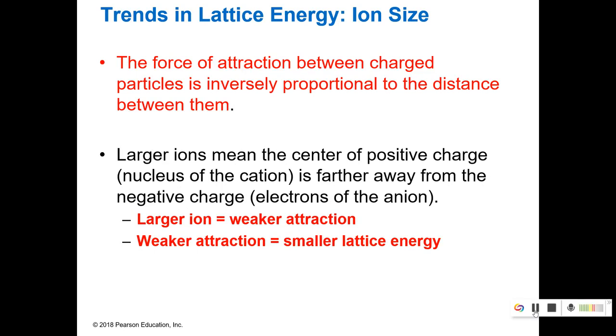All right, so the trends in lattice energy depend on the size of the ion. So go back to your atomic radius trend because that's going to come into play. The force of attraction between those charged particles, the positive cation and negative anion, is inversely proportional to the distance. So the larger the ion, the weaker the attraction, because it's farther from the nucleus, so it can't pull those electrons towards it. Weaker attraction will mean weaker lattice energy. So bigger ions mean smaller lattice energy. It's an inverse relationship.